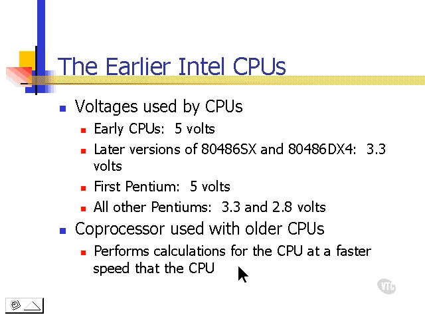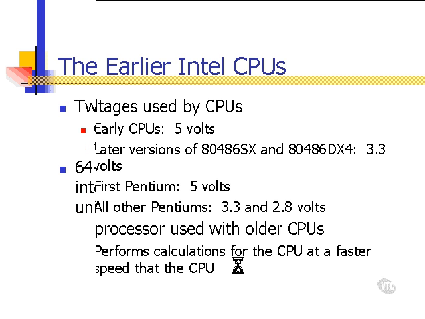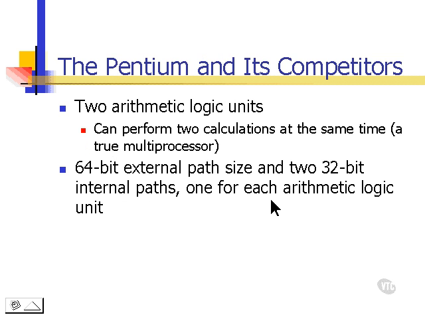Older processors used coprocessors, like a math coprocessor, for example, which performed mathematical calculations. But newer processors actually have built-in arithmetic logic units. They can perform many calculations at the same time. They're true multiprocessors now.